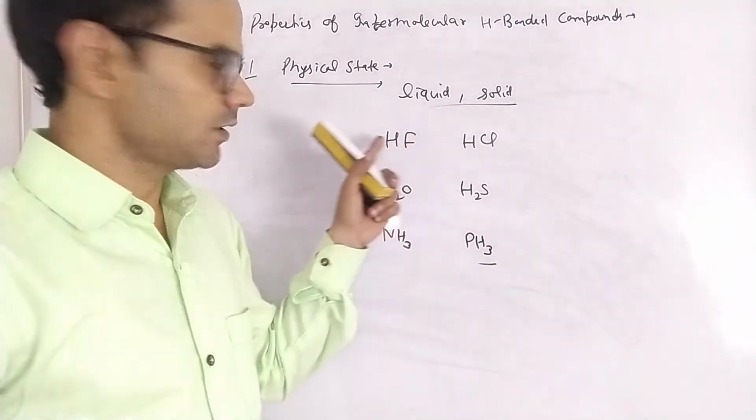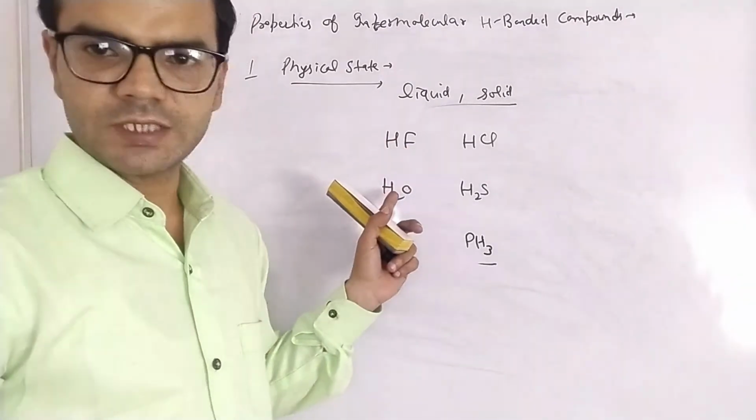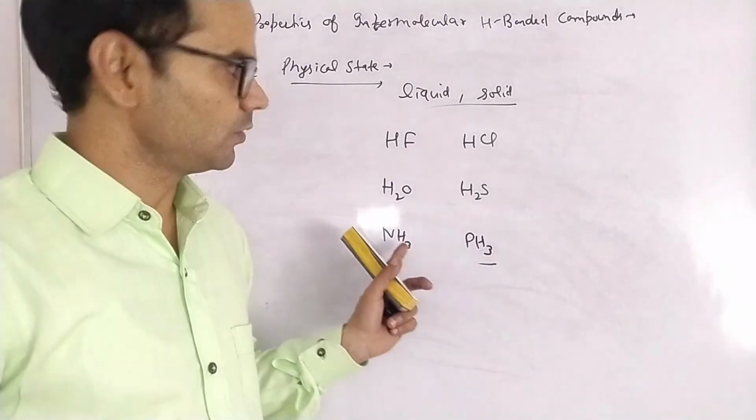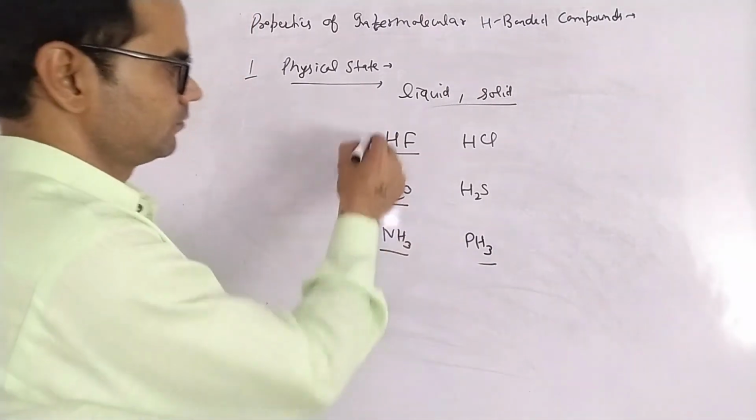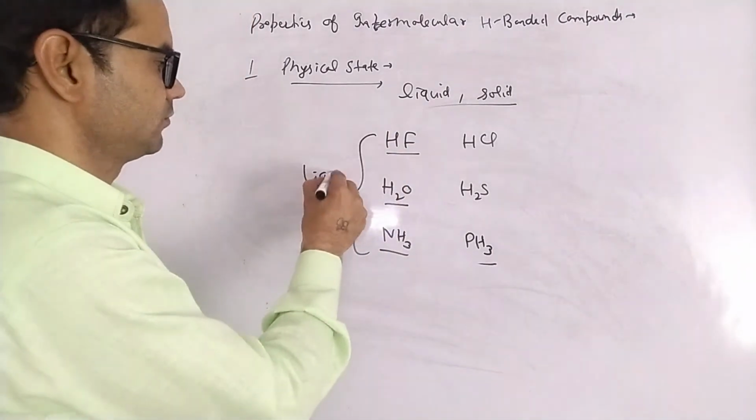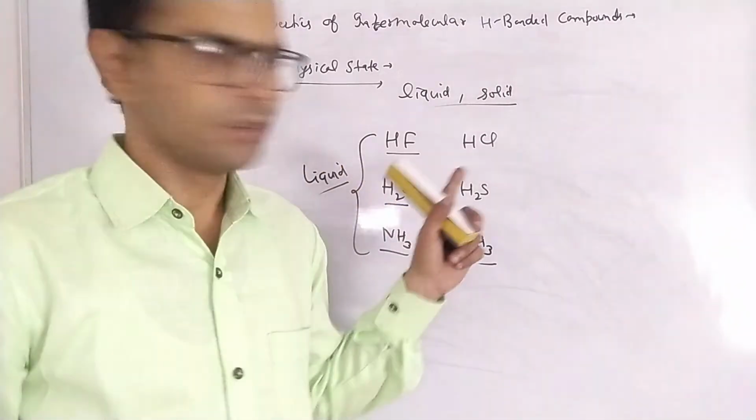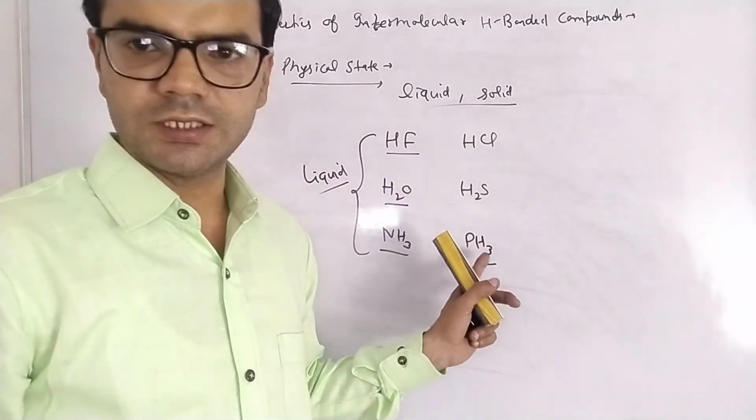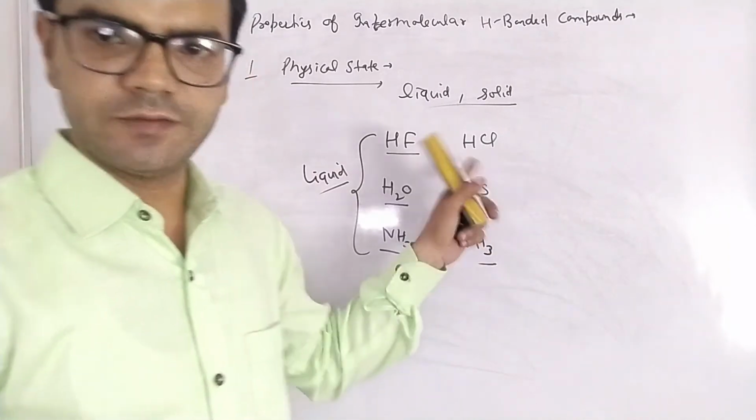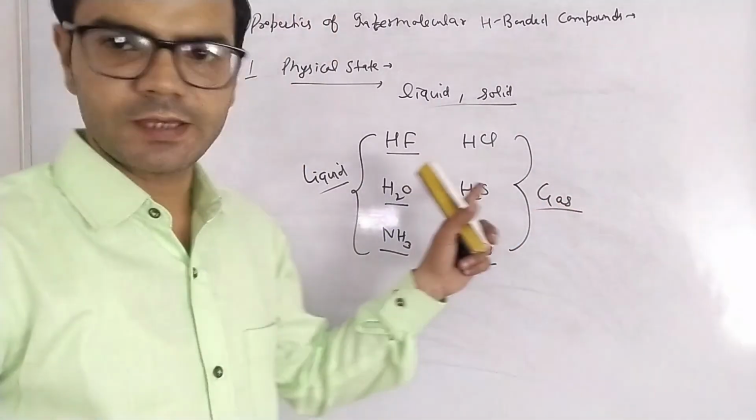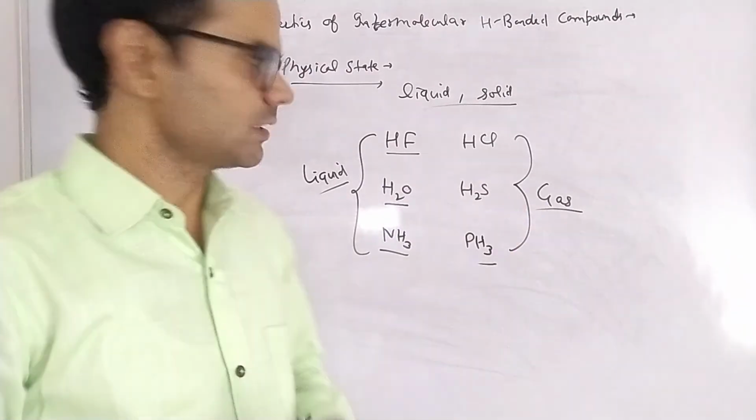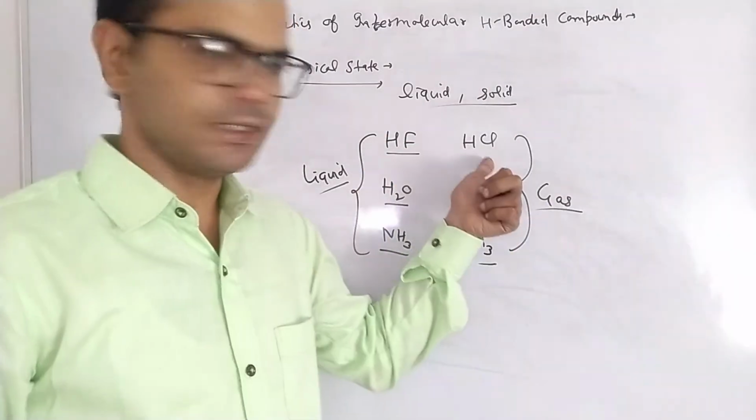Now we can see HF forms hydrogen bond, water forms hydrogen bond, ammonia forms hydrogen bond. So their physical state is liquid, but HCl, H2S, PH3, they don't form a hydrogen bond. So their physical state is of gaseous nature.